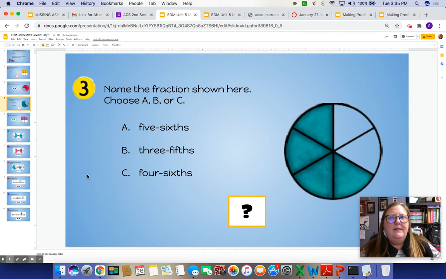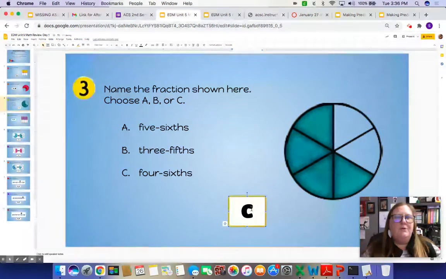Question 3, name the fraction shown here. Is it A, 5/6, B, 3/5, or C, 4/6? So I have to see how many colored pieces there are first. 1, 2, 3, 4. And there's 1, 2, 3, 4, 5, 6 total pieces. So the answer should be C, 4/6.